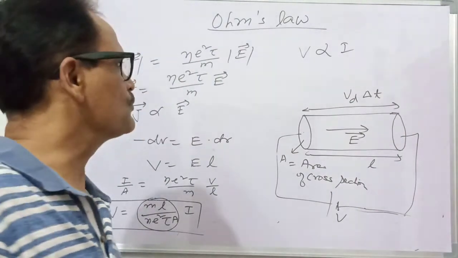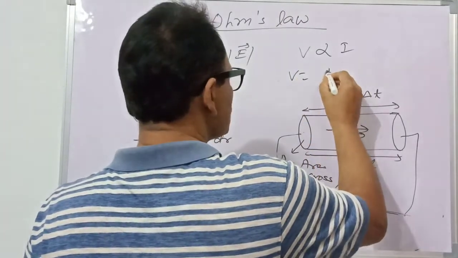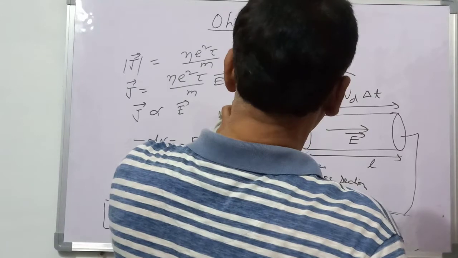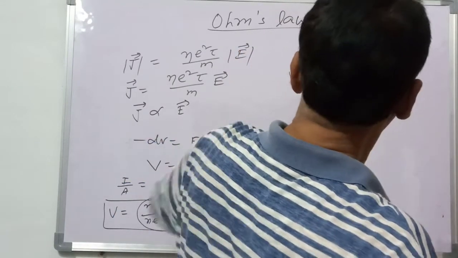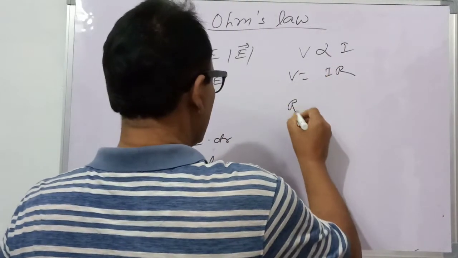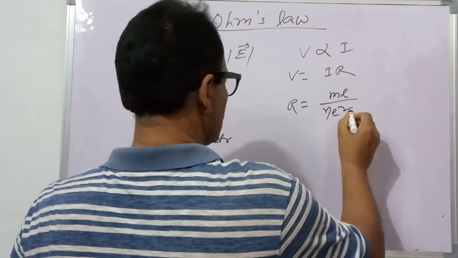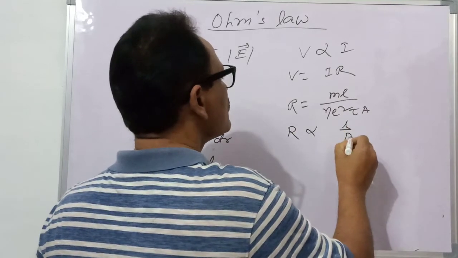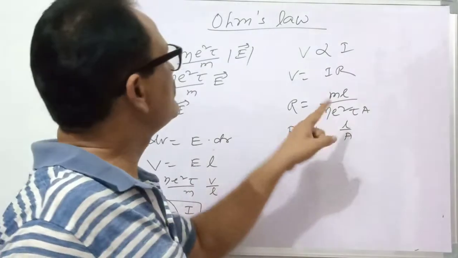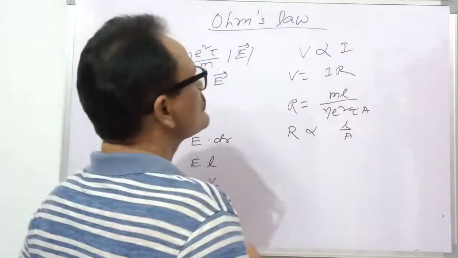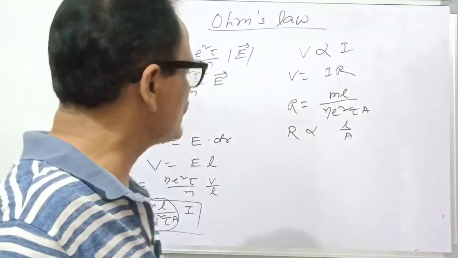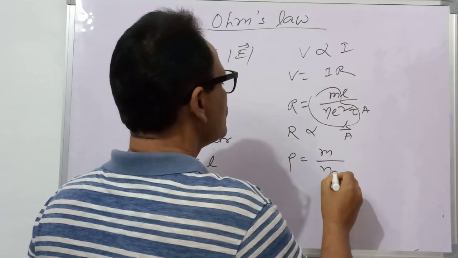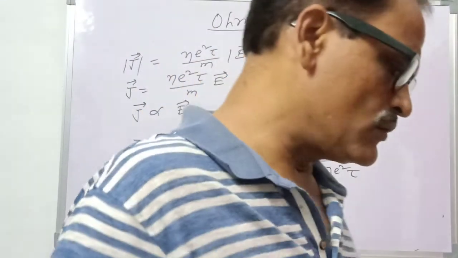This is the general form of Ohm's law, and you know the very popular relation V is equal to IR, so this is the R, and thus we can say that R is m L divided by n e square tau A, and again this R is proportional to L by A, and this m by n e square tau is constant for a particular temperature and a given conductor, and this constant is known as rho, m by n e square tau.